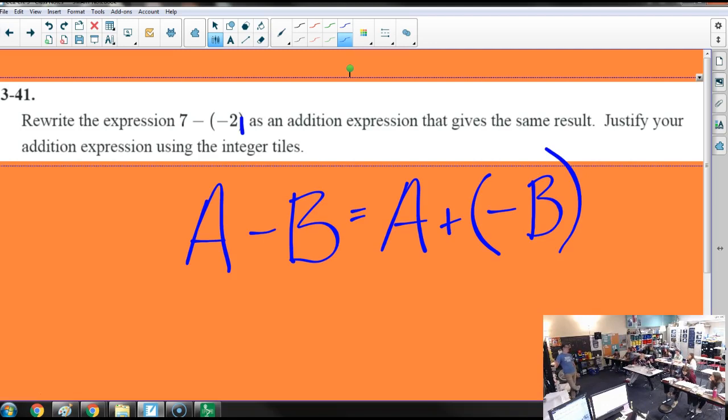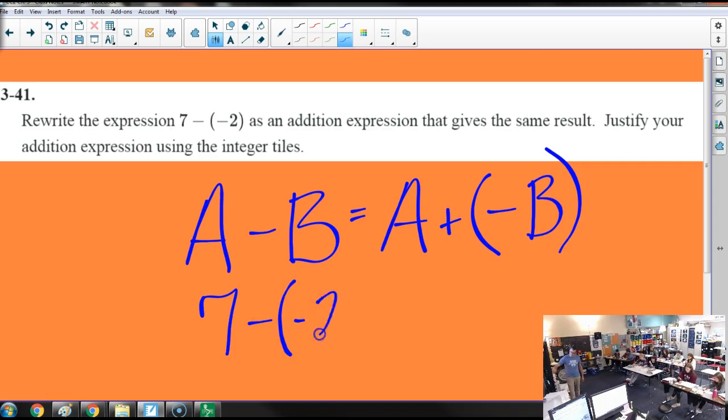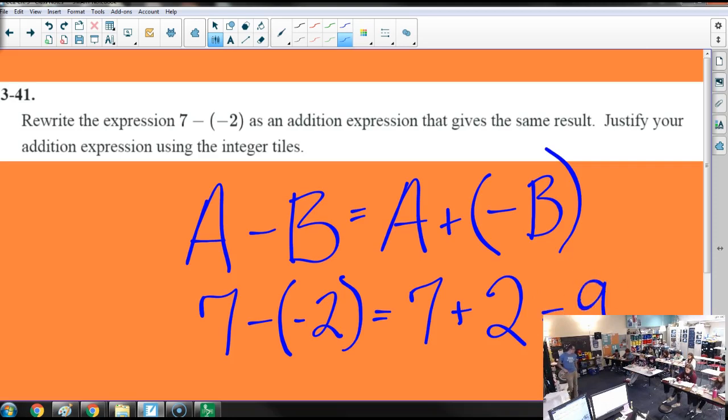opposite of B. Right? So please remember, guys, and this is dangerous because people mess this up every year. It doesn't necessarily turn into plus negative. It's plus the opposite. So if this starts already negative, please jot this on your paper just so we have another example. 7 minus negative 2, it turns into 7 plus the opposite, which is now positive. Questions?